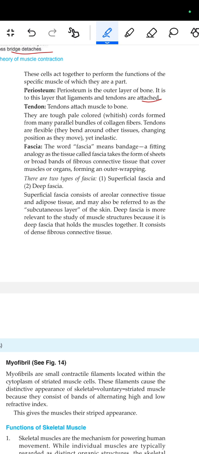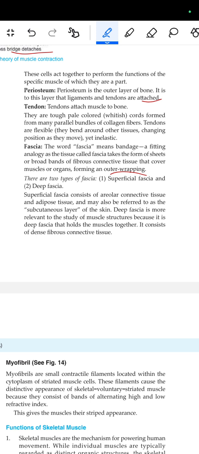They are tough, pale colored cord formed from many parallel bundles of the collagen fiber. Tendons are flexible. They bend around the other tissue, changing position as they move, yet inelastic. Fascia. The word fascia means bandage. A fitting analogy as the tissue called the fascia takes the form of the sheets or broad bands of the fibrous connective tissue that cover the muscle or the organ, forming an outer wrapping.